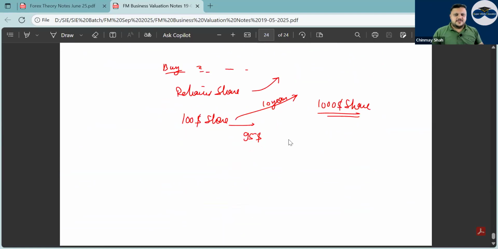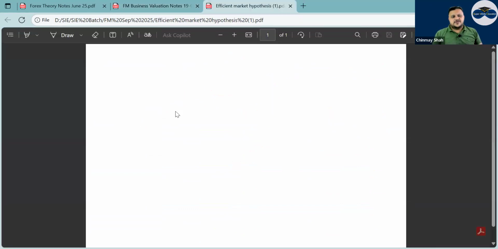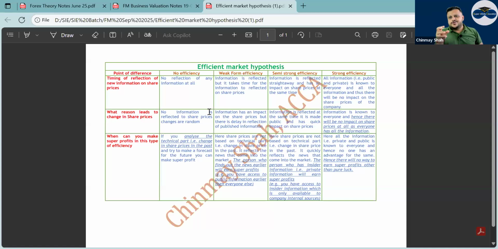Have a look. Then you have something called as EMH, efficient market hypothesis. Efficient market hypothesis is nothing but good or bad news about a company, correct, has an effect on the stock prices of the company. But if a market has no impact of any good news or bad news about the market, it is called a no efficiency market, right? There will be no reflection of any information of the outside world on the share price, right? And share price is randomly what? Tell me, change, right? No information reflected on the share prices.